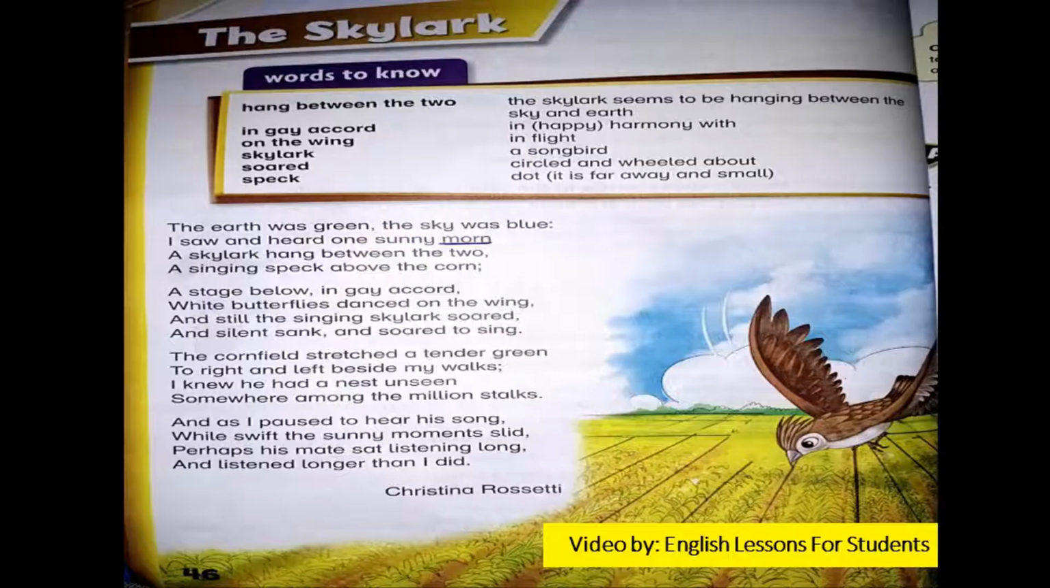Now come to the reading of the poem. I will read the stanzas one by one and explain them as well. First stanza. The earth was green, the sky was blue. I saw and heard one sunny morn a skylark hang between the two, a singing speck above the corn.